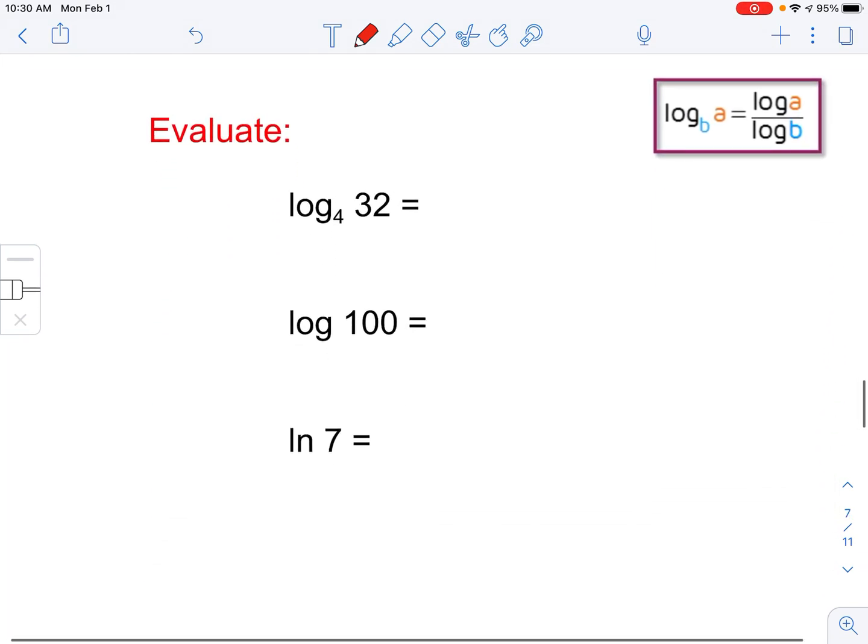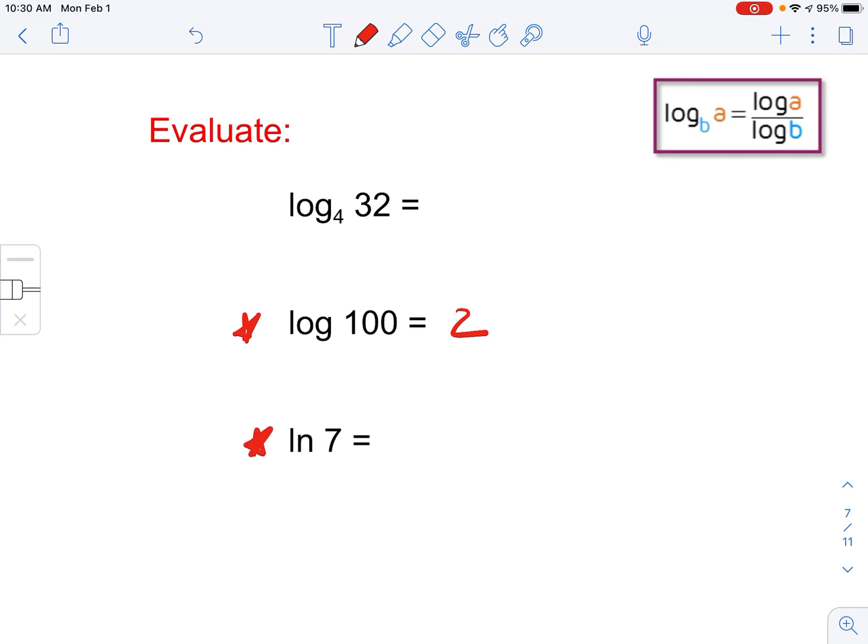Okay, so now, how do you evaluate these on your calculator? How do you get the numbers? Well, we've already talked about log of 100. If I press the log button next to the 7 on my calculator, type in 100, and close my parentheses, I should get 2.